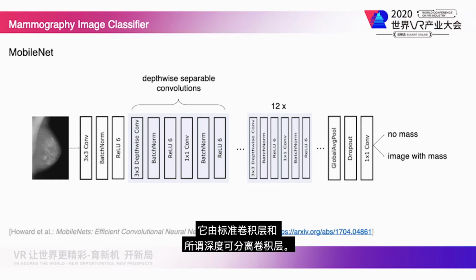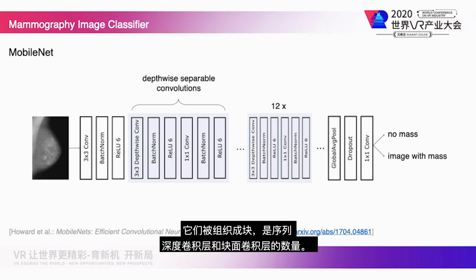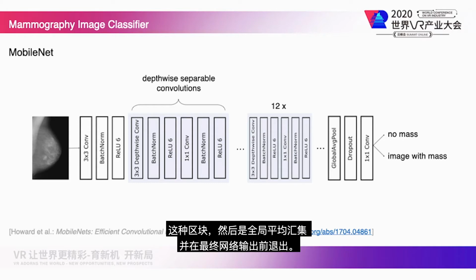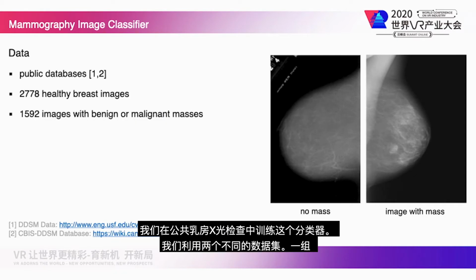It consists of standard convolution layers and so-called depth-wise separable convolutions. They are organized as blocks and are sequences of depth-wise and point-wise convolution layers with intermediate batch norm and ReLU activations. Overall, the network consists of 13 such blocks, followed by global average pooling and dropout before the final network output. We train this classifier on public mammography data.